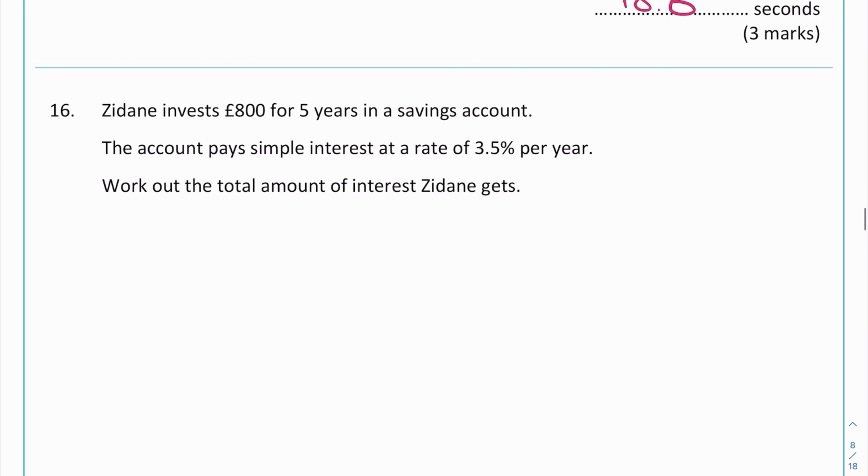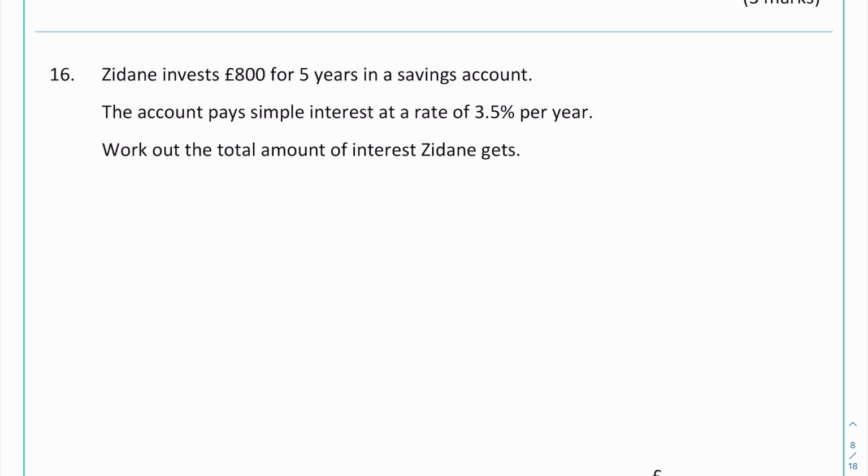On to question 16. It says Zidane invests £800 for 5 years in a savings account. The account pays simple interest at a rate of 3.5% per year. Work out the total amount of interest Zidane gets. So we're not looking for how much money he has in his bank account, we're looking for the total amount of interest. And this is going to be paid in simple interest. So with simple interest, different to compound interest, we get the same amount every year. So we just need to work out 3.5% of 800, and he'll get that every year for 5 years.